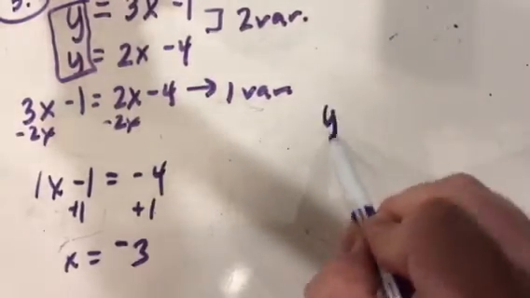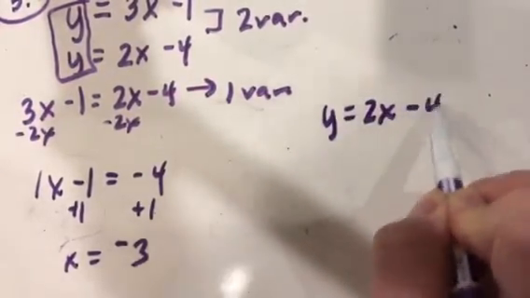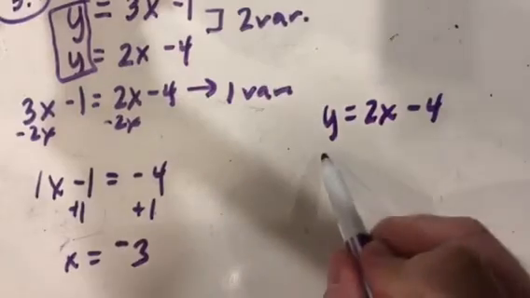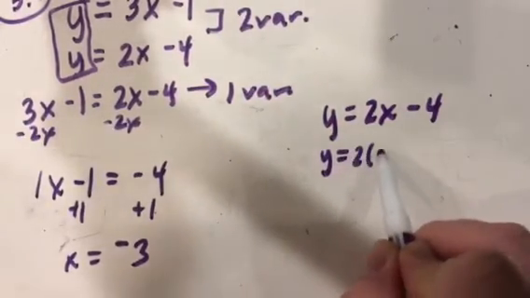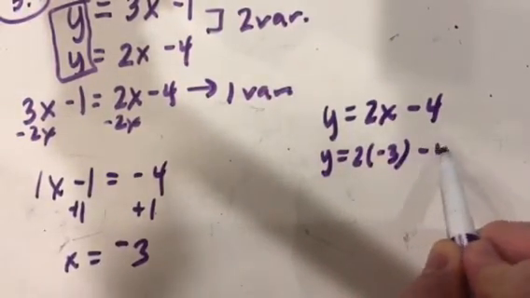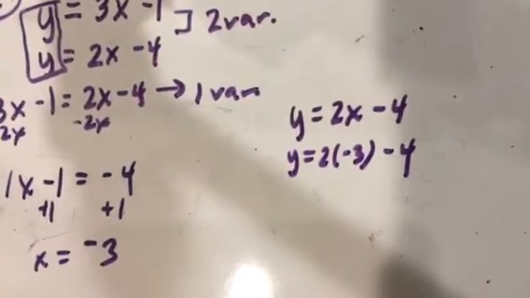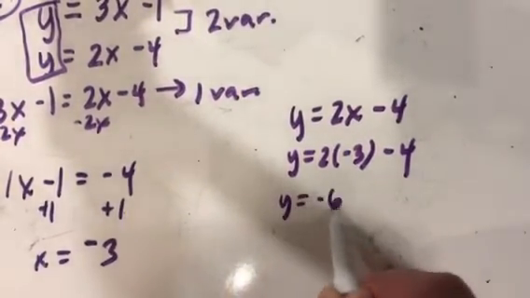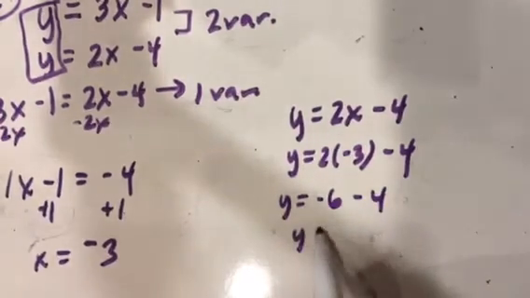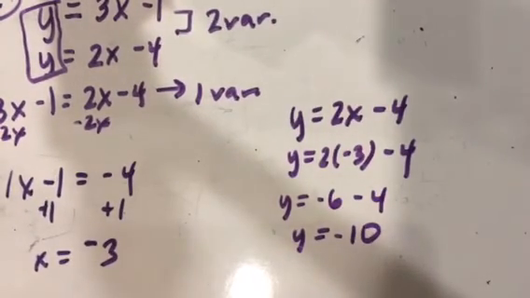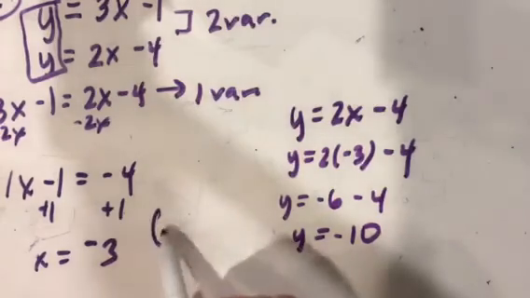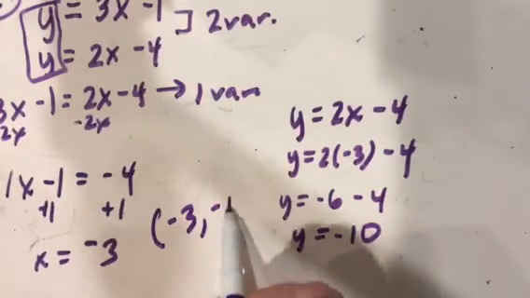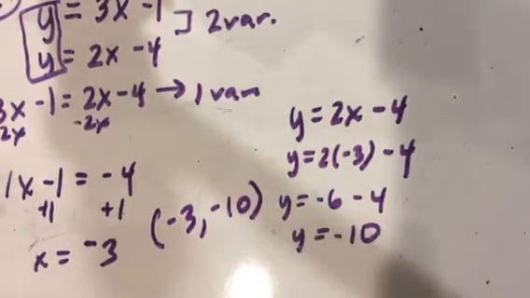So this time I'll use the second equation to do my backtrack substitution. I now know that x is -3. 2 times -3 is -6. -6 take away 4 is -10. So the answer to this particular system of equations, these two lines intersect at -3, -10.